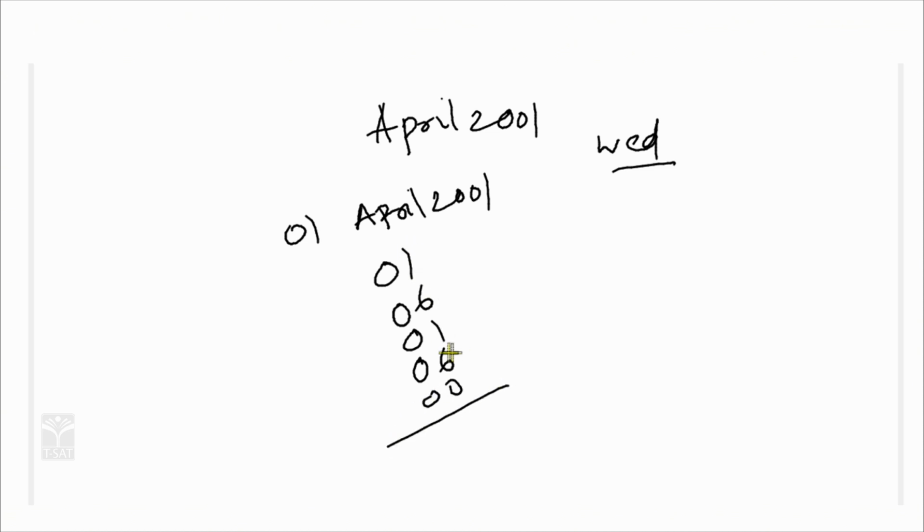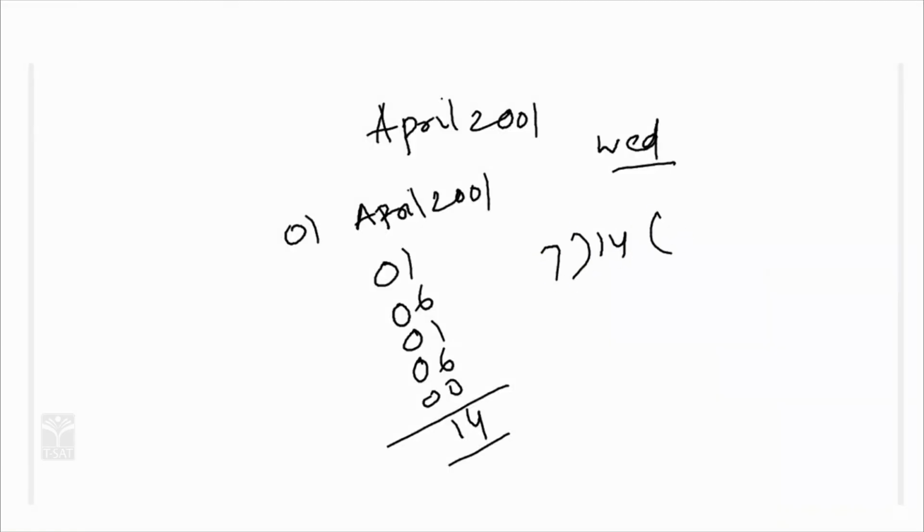Means you have to add: 6 plus 6 is 12, 12 plus 2 is 14, correct? The total sum is 14, so you have to divide 14 by 7. 7 twos are 14, so 0 is the remainder, which means Sunday is the answer. 1st April 2001 is a Sunday. So 0 is Sunday, 1st April is Sunday, 2nd is Monday, 3rd is Tuesday, 4th is Wednesday, correct. 4th April is Wednesday.